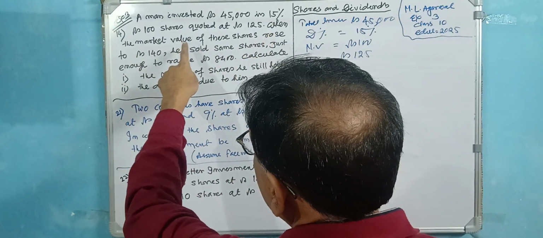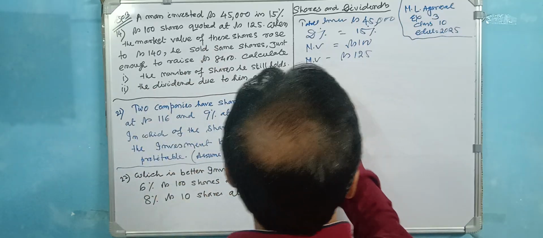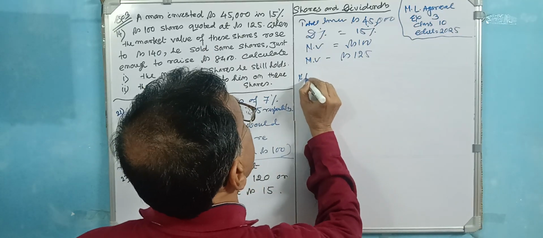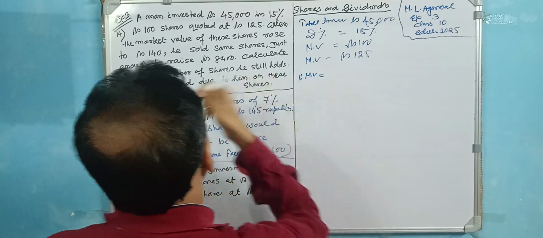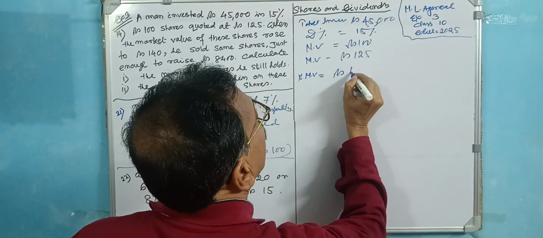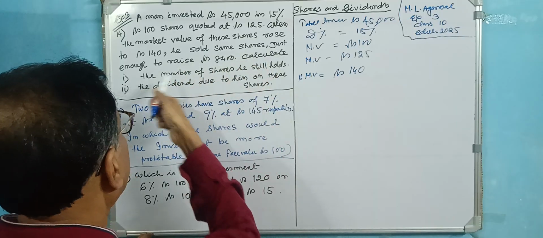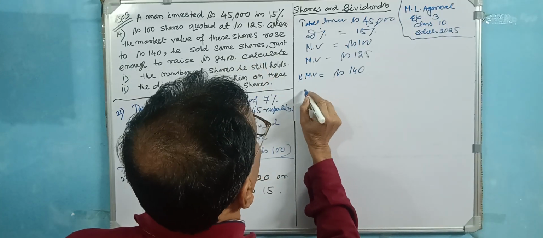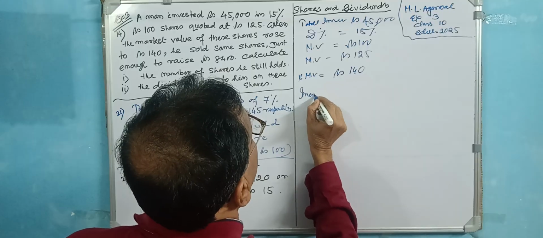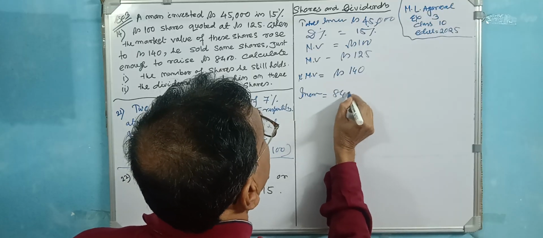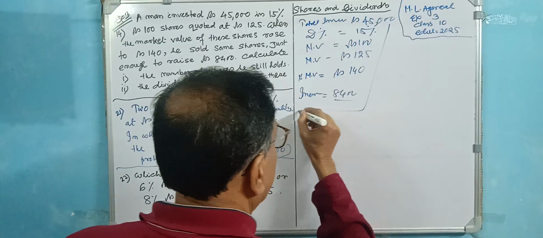When the market value of this share rose, the new market value is rupees 140. He sold some shares just to raise an income of 84. This is the given data.